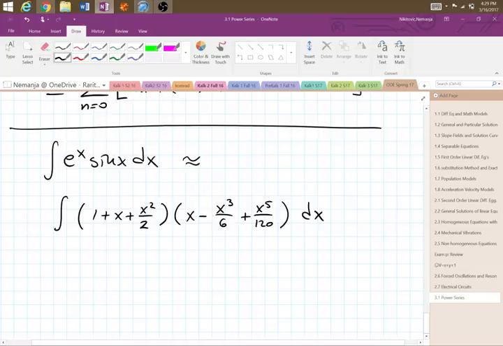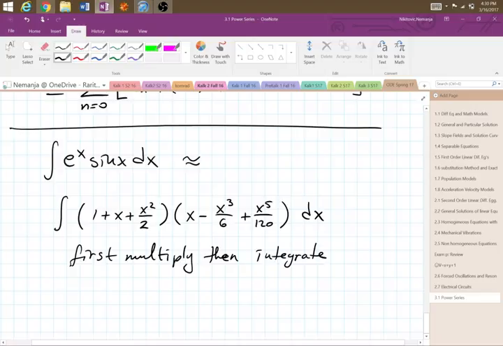It also depends on how well the functions are behaved and so on. There's a lot more mathematics coming down the line if you're interested, so you'll figure those things out. And I'm just going to say over here now: first multiply, then integrate. And the key is that this is an approximation.